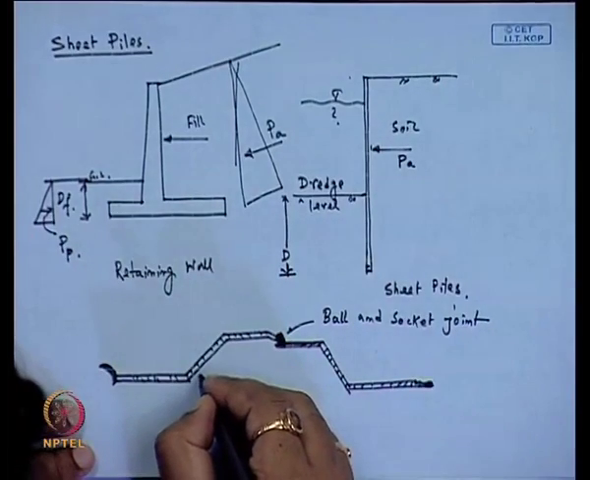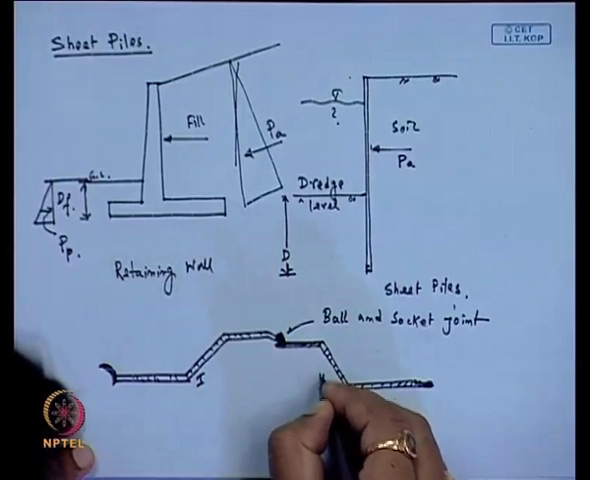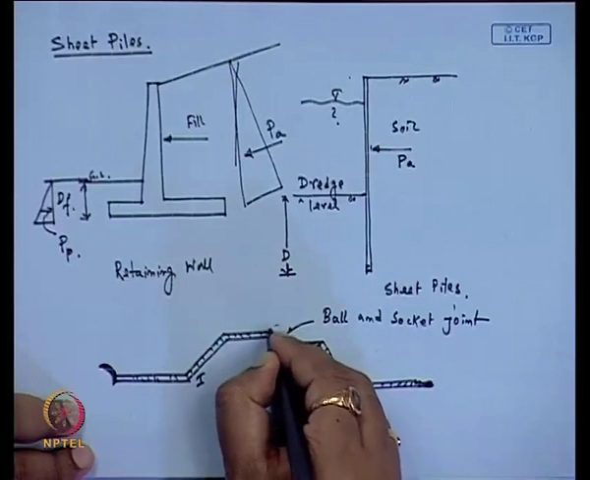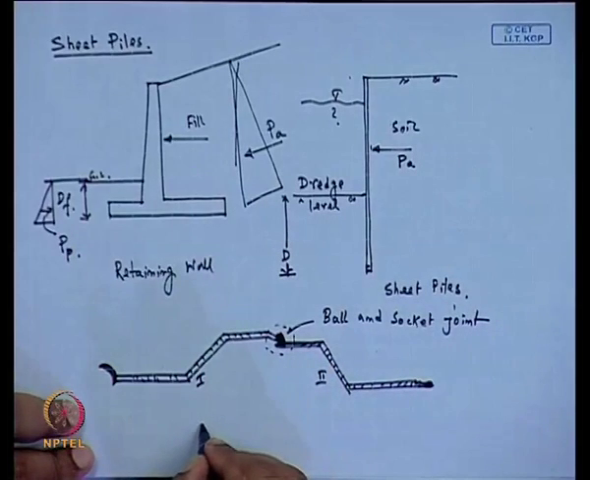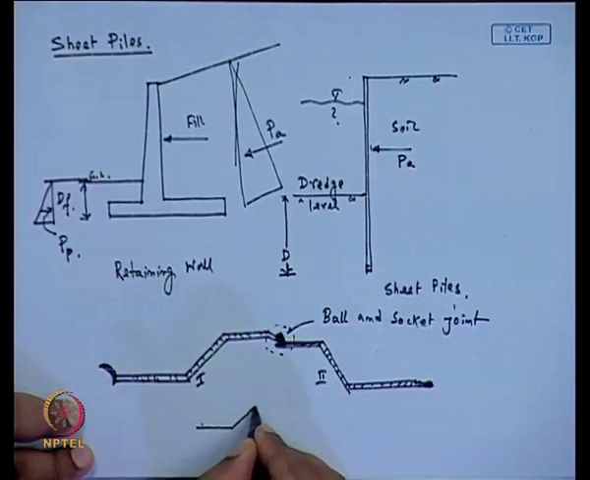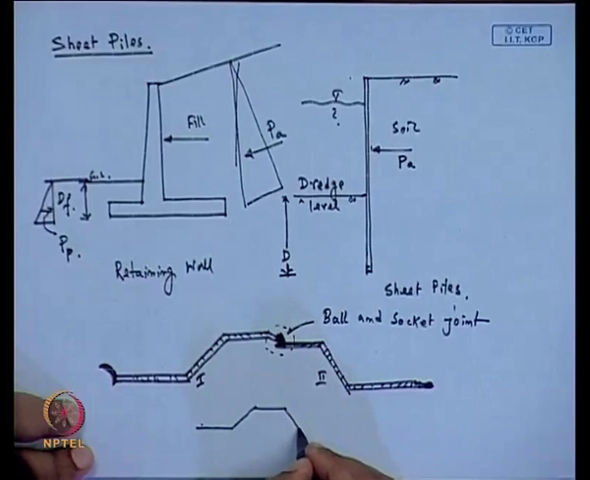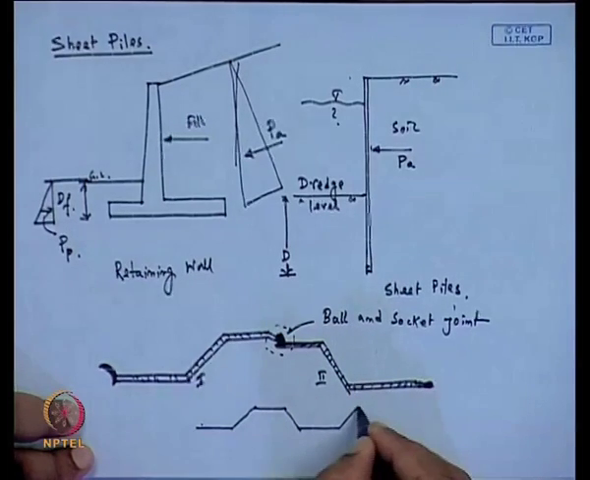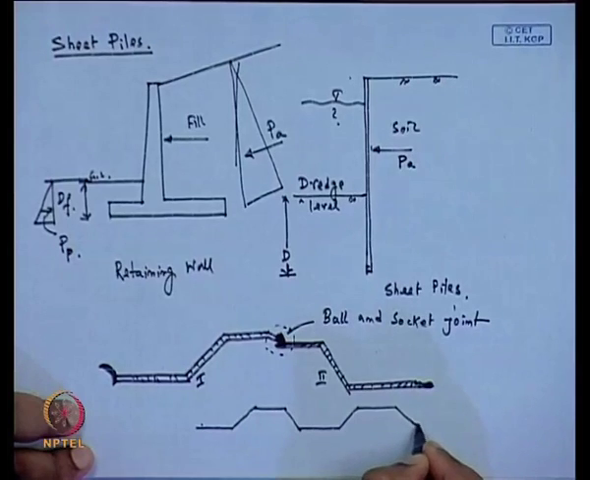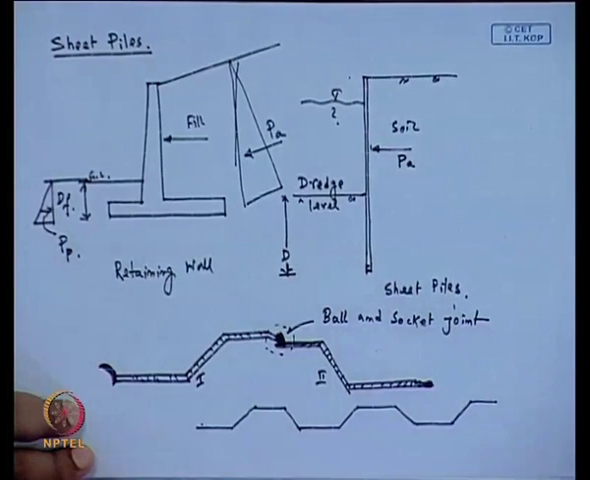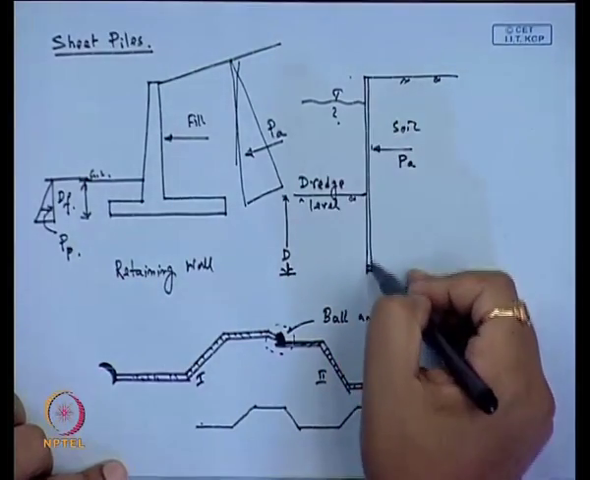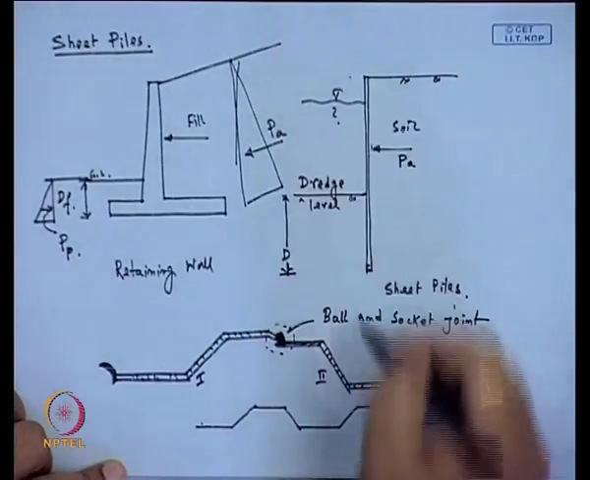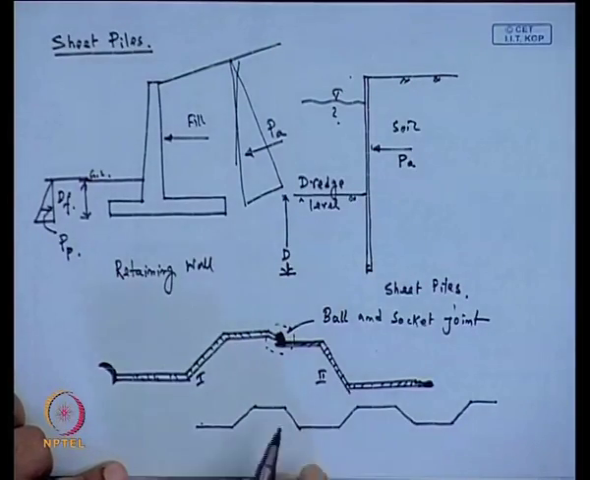So, this is your first pile, this is the second pile, which is joined in this portion by a ball and socket joint, then the next one is placed here. So, that means the shape of the sheet pile structure may be in this form. This is the plan view of the sheet pile structure, and this side is the elevation or cross-sectional view, and this is the plan view of the sheet pile structure.